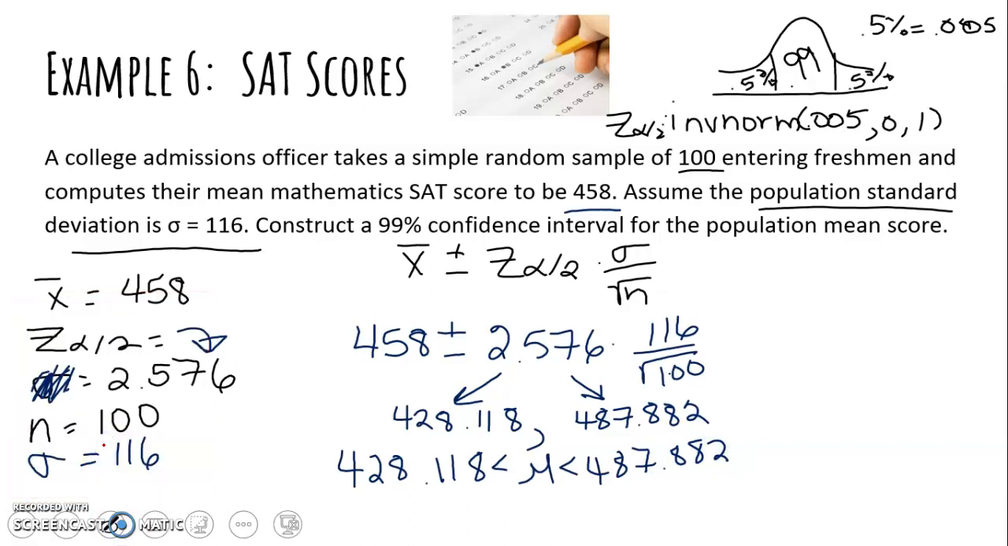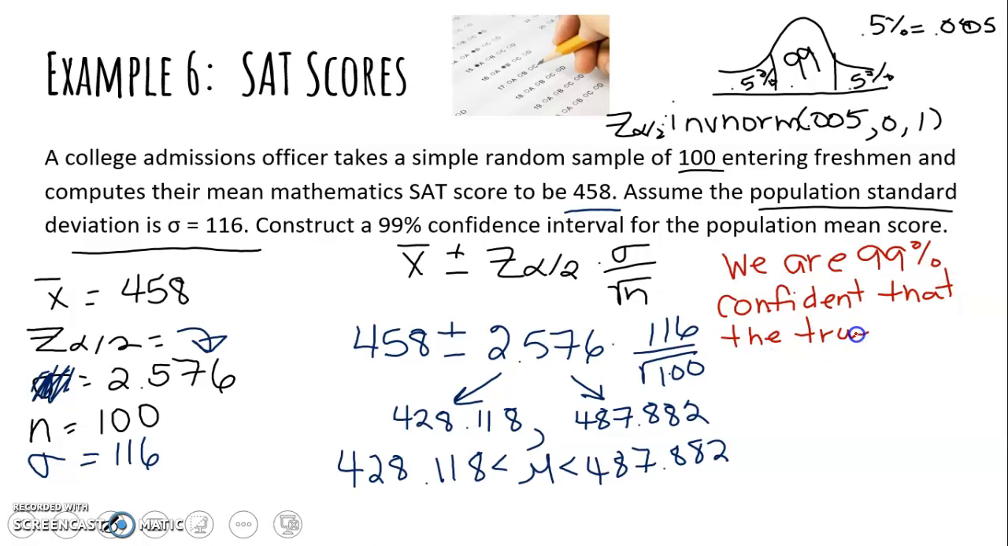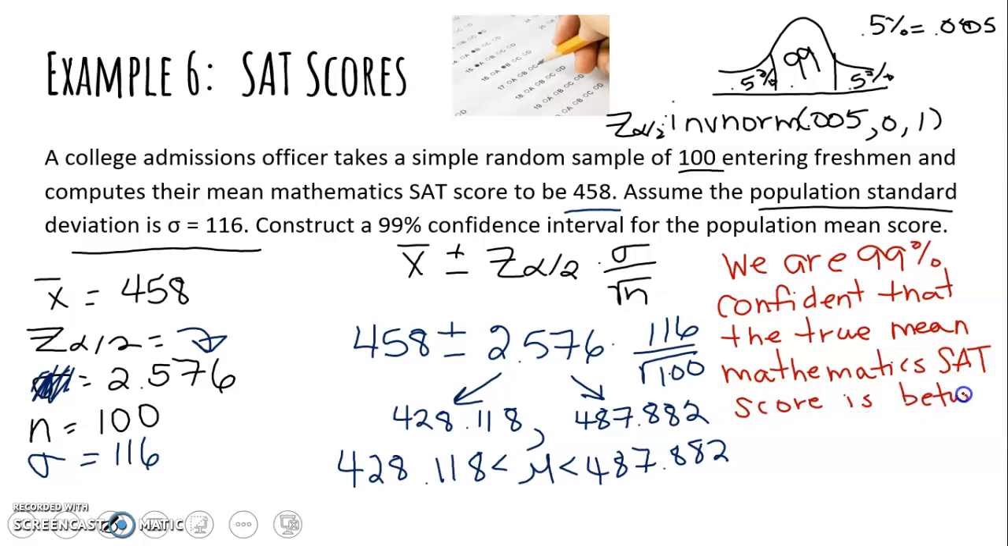And then for our sentence, we would say we are 99% confident that the true mean mathematics SAT score is between 428.118 and 487.882.